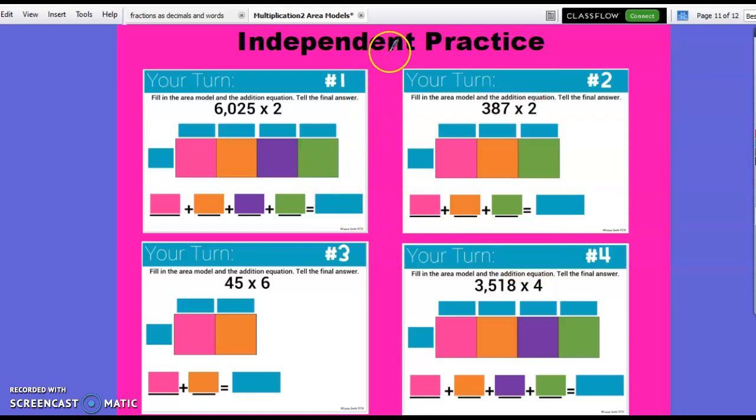Again, your exit ticket and independent practice are both on Google Slides. So you can type into the boxes for your answers. But remember, on the adding part, you're going to have to use a scrap piece of notebook paper and add them up vertically before you get that final answer. Your final answer for all 4 of these is going to be that last and final blue box. So you're taking your partial products and adding them up for the final answer or final product.